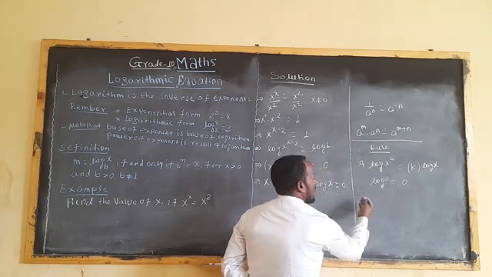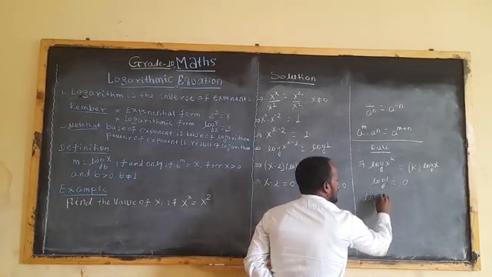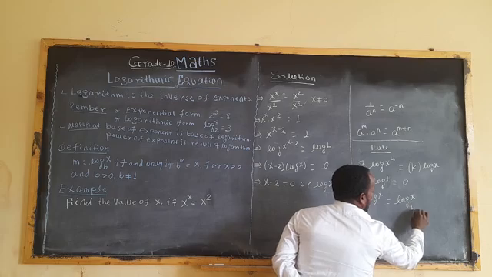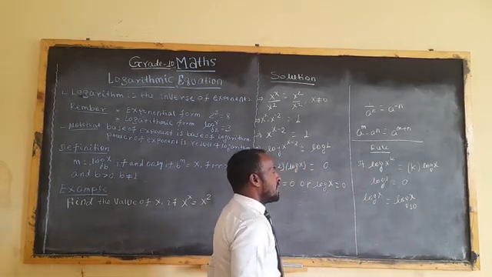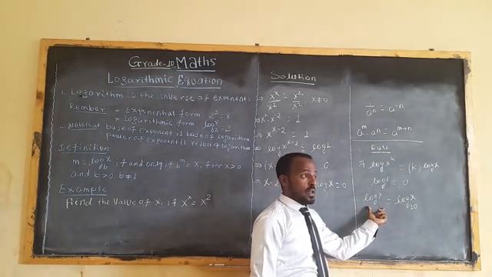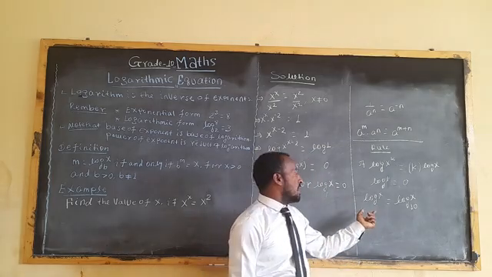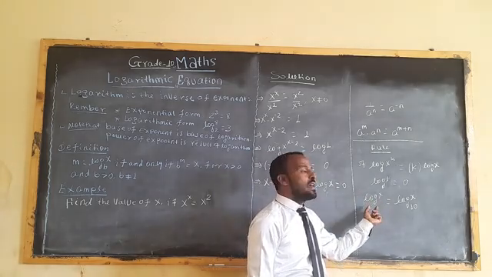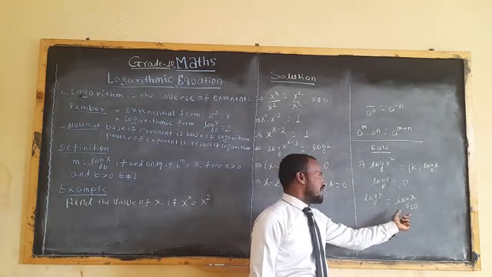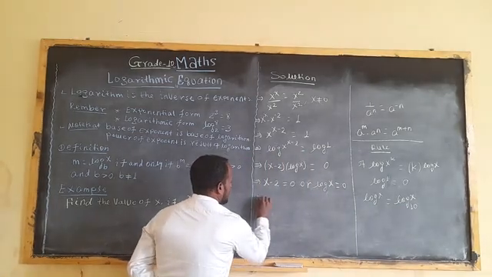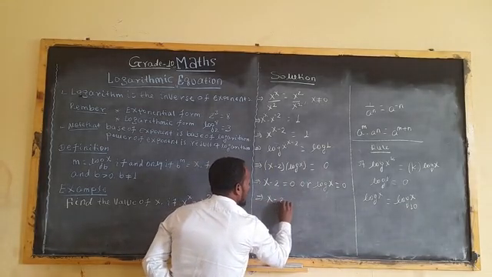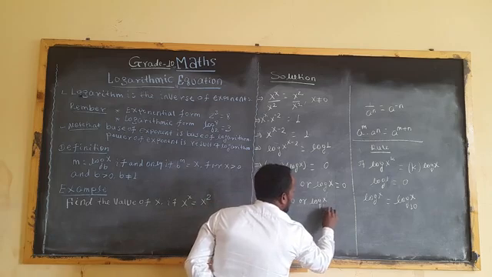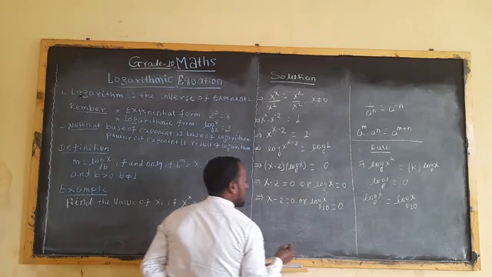By the way, logarithm without base means logarithm of x to the base 10. This is called common logarithm. If the base is not written in the logarithm, then we understand that it is a common logarithm, which means the base is 10. Having that, x minus 2 equal to 0, or logarithm of x to the base 10 equal to 0.